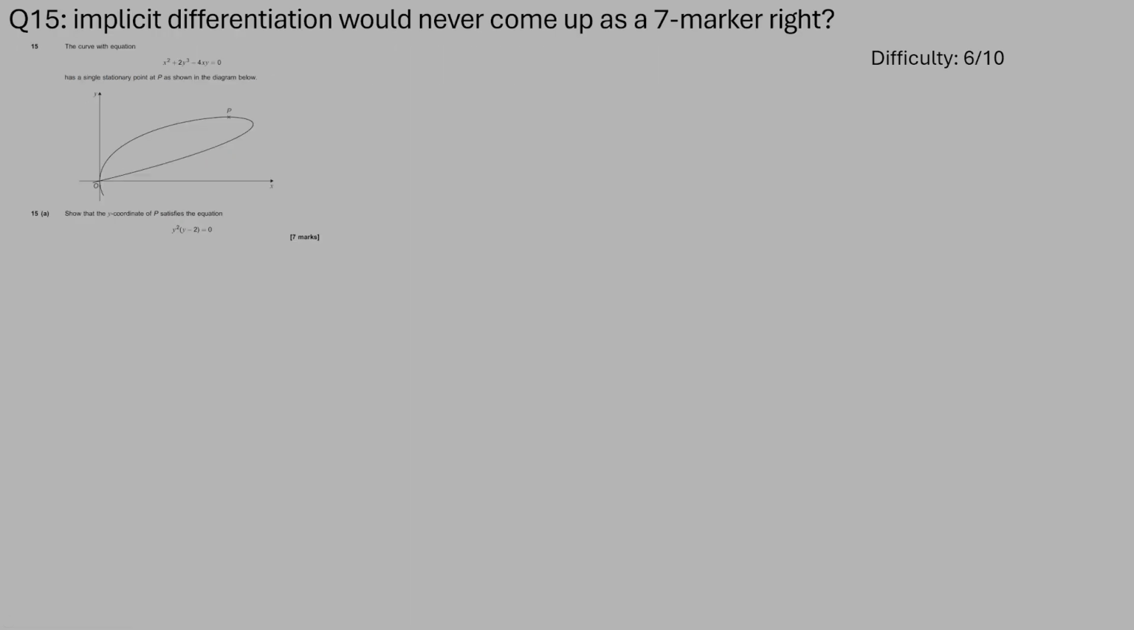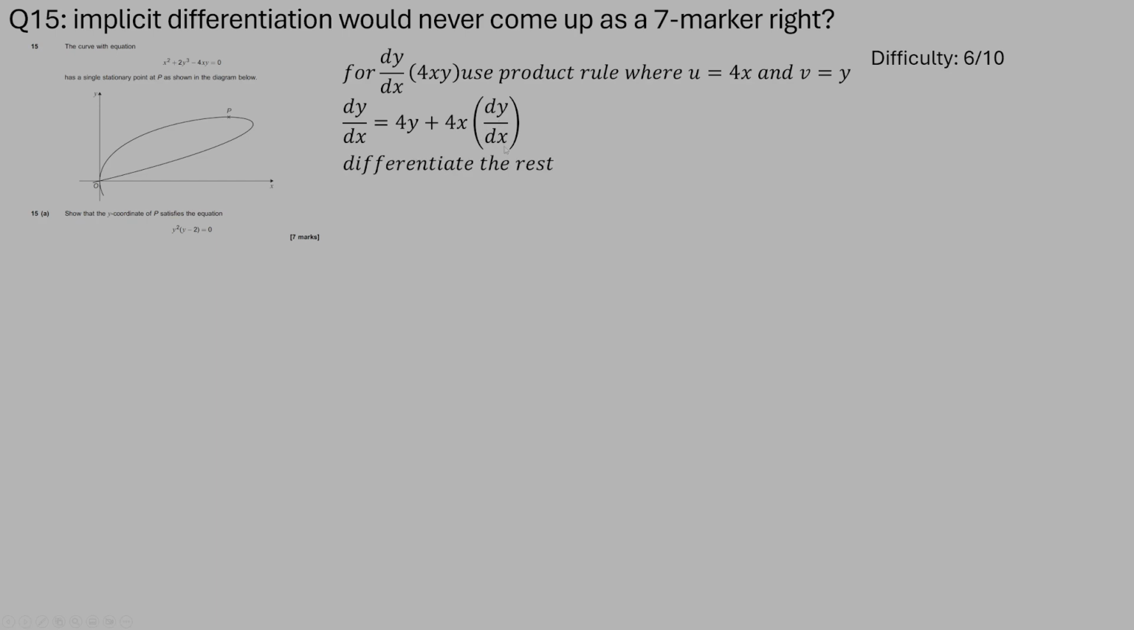All right. This next question is actually a lot easier than it looks for 7 marks if you know how to implicitly differentiate. If we know how to implicitly differentiate, we should know how to differentiate these terms. But we need to remember that differentiating xy, you need to use product rule. So we're going to set u to 4x and v to y to get dy by dx of this equaling 4y plus 4x dy by dx. And then we'll just differentiate the rest like this. So the x squared differentiates to 2x, and then the 2y cubed differentiates to 6y squared dy by dx.